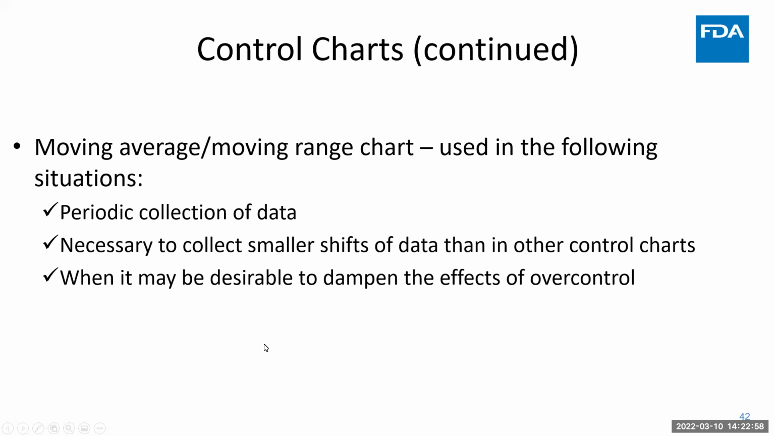Next slide. And finally, we have the moving average, moving range chart, and it's used in the following situations. We have periodic collection of data, when it's necessary to collect smaller shifts of data than in other control charts, and when it may be desirable to dampen the effect of over-control. A very common application of the moving average, moving range chart is stock market reports.